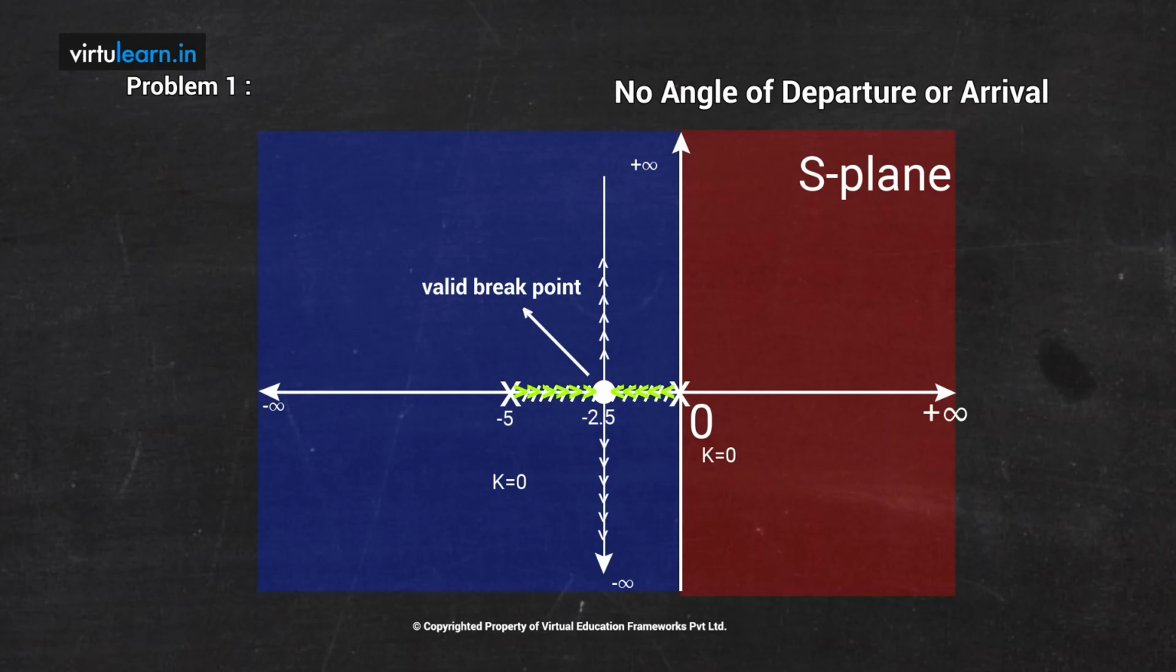This point is the break point, and at this break point they can jump into the complex plane. That is a break point. At the break point root locus branches can jump into the complex plane. So they jump into the complex plane.